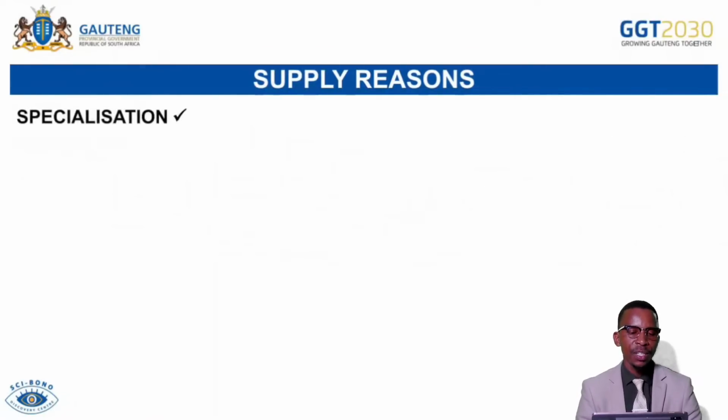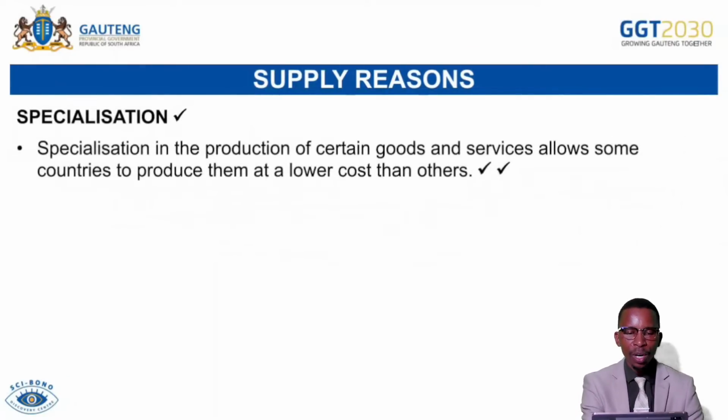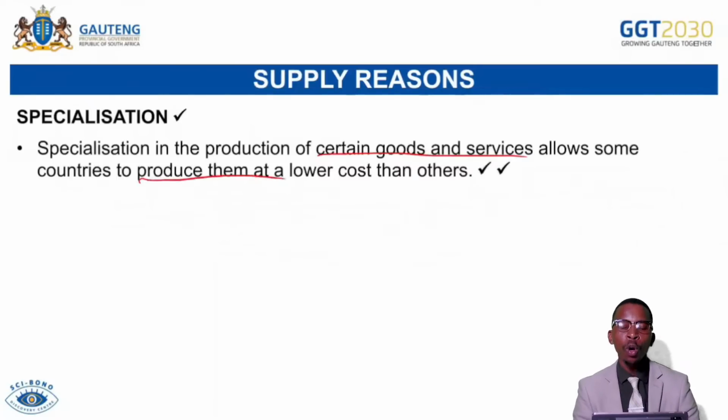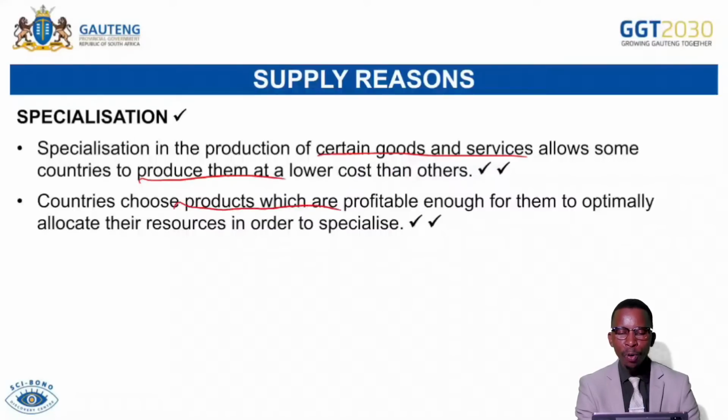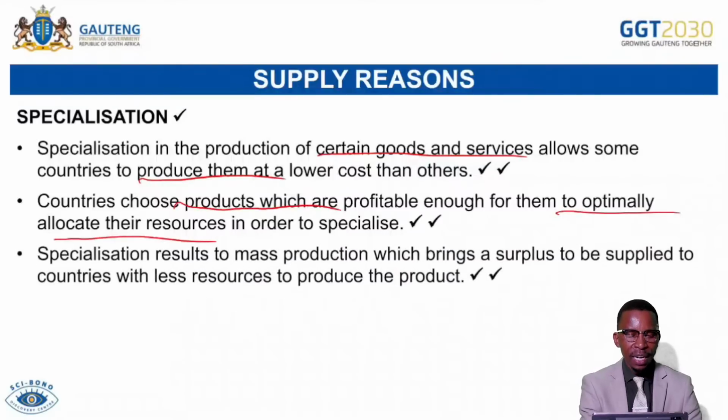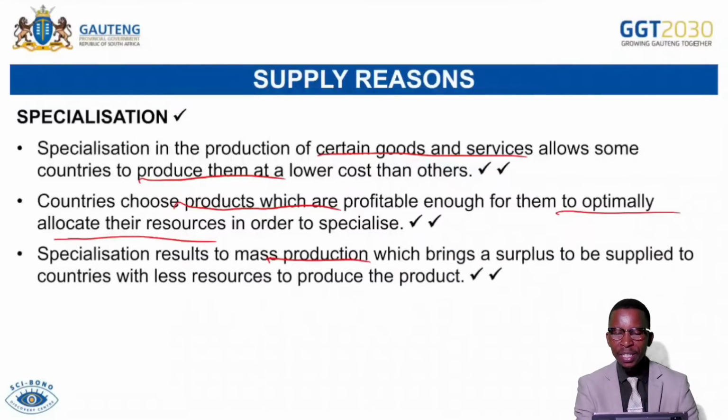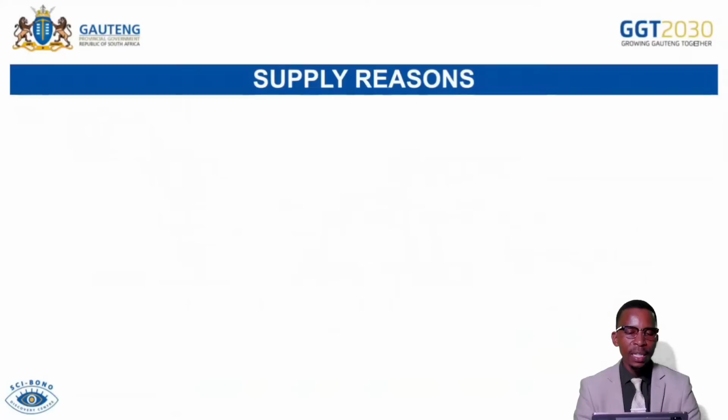So the more skilled, educated, and productive the workers are, the more competitive the country will be internationally. And then specialization. Specialization in the production of certain products and services allows some countries to produce them at a lower cost than other countries. So countries choose to produce goods which are profitable enough for them to optimally allocate their resources in order to specialize. Specialization results in mass production, which brings the surplus to be supplied to countries with fewer resources to produce the product.